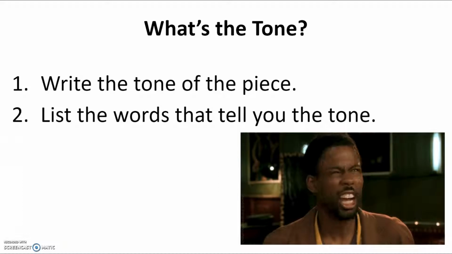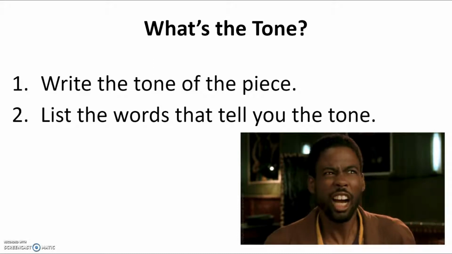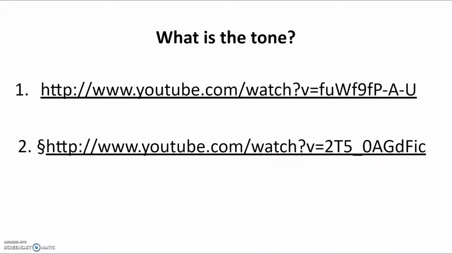So you're going to need to take out a piece of paper and a pen or a pencil and write a 1 and a 2 on the paper. Next to the number 1, you're going to write the tone of the piece. And next to number 2, you're going to write the words or the clues that give you that tone. What can you see, hear, and feel from whatever you're going to view, and how that gives you that tone.